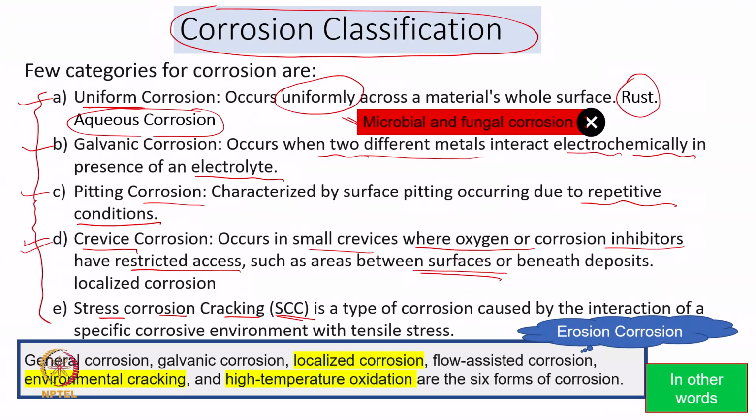However, we will say that it can occur beneath the surface also, and beneath the deposits. Maybe the top surface is not available, but there is some passage available and corrosion follows that passage. So, it is basically localized corrosion.